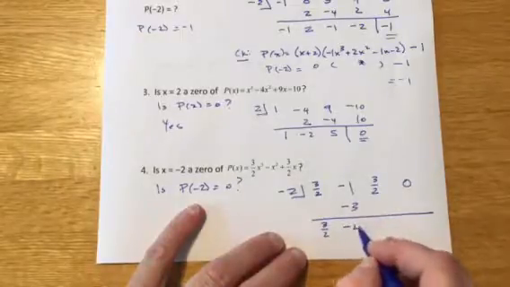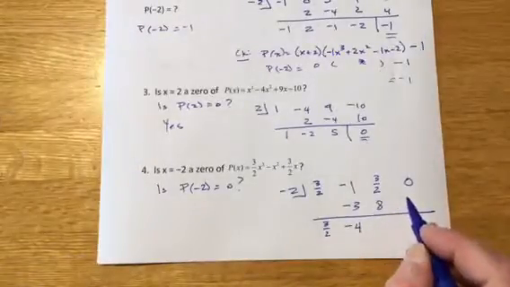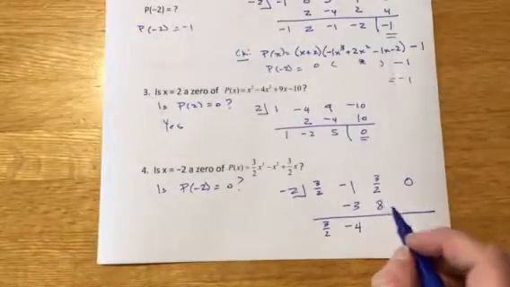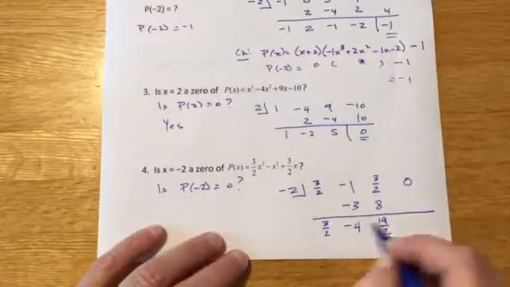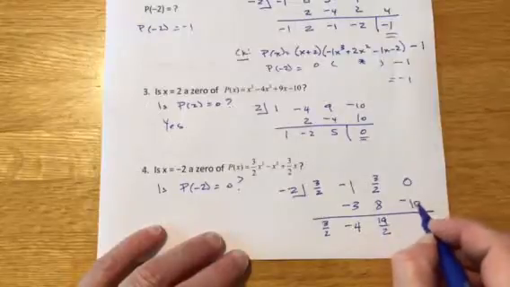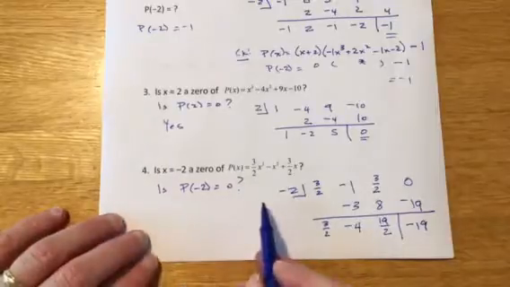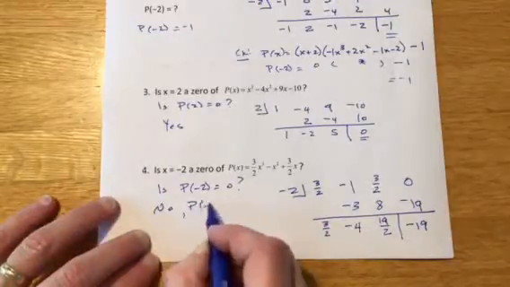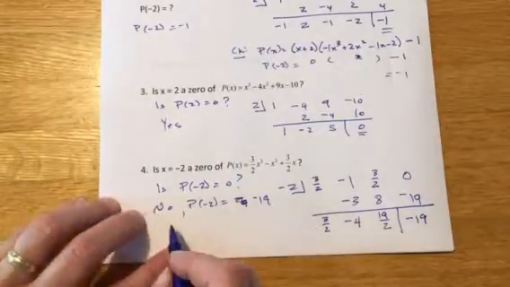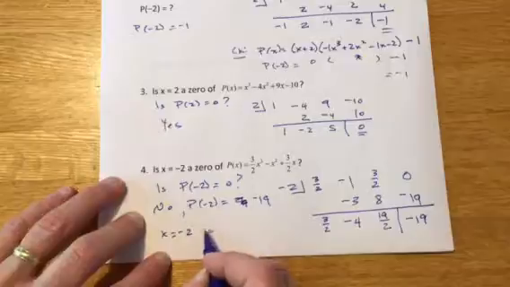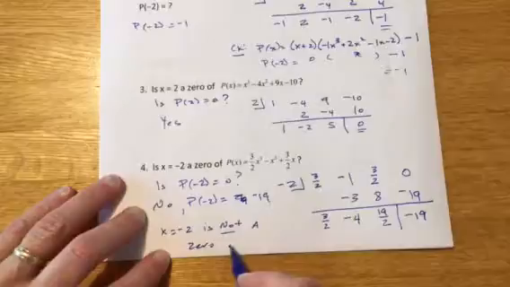Add, multiply, get +8. Add, that's not as nice, but remember 8 is 16/2, so 16/2 and 3/2 is 19/2. Multiply, again the 2's cancel, so that's okay. And we get -19. Okay. So is p of -2 equal to 0? No. P of -2, we found out, is -19. So x equal to -2 is not a 0 of p of x.